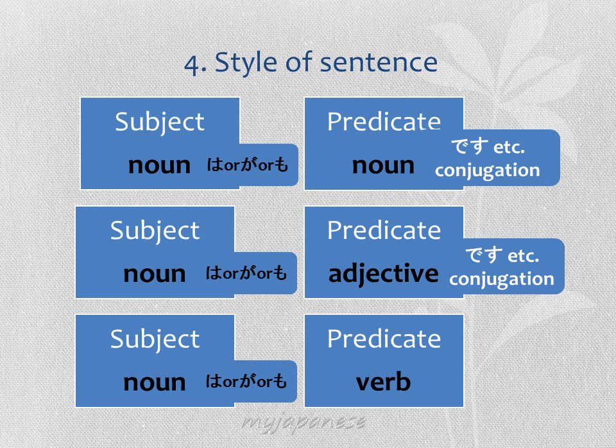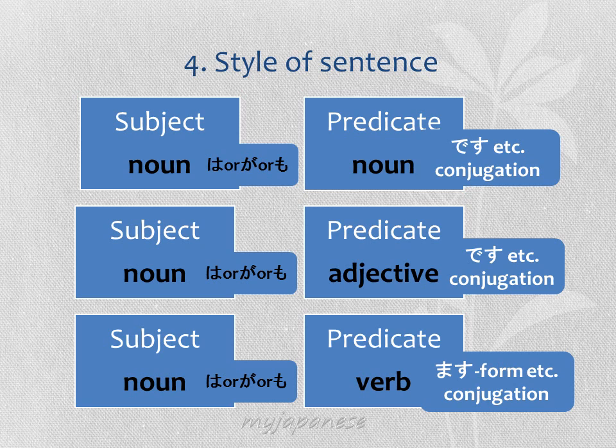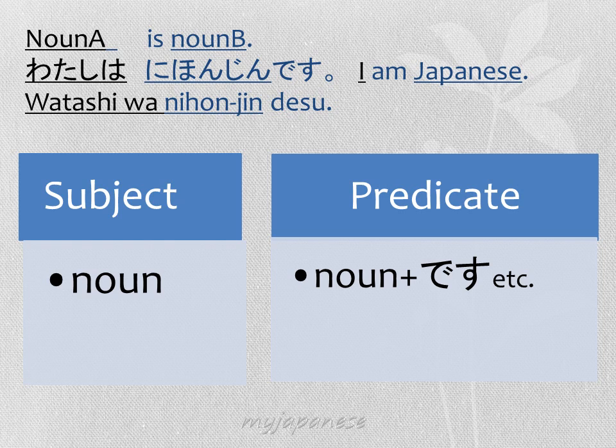Verb has its own conjugation. Each conjugation form decides the style of sentence. If there are more than 2 adjectives or verbs in a sentence, the form of the last predicate decides the sentence style. Let's check each type with example.